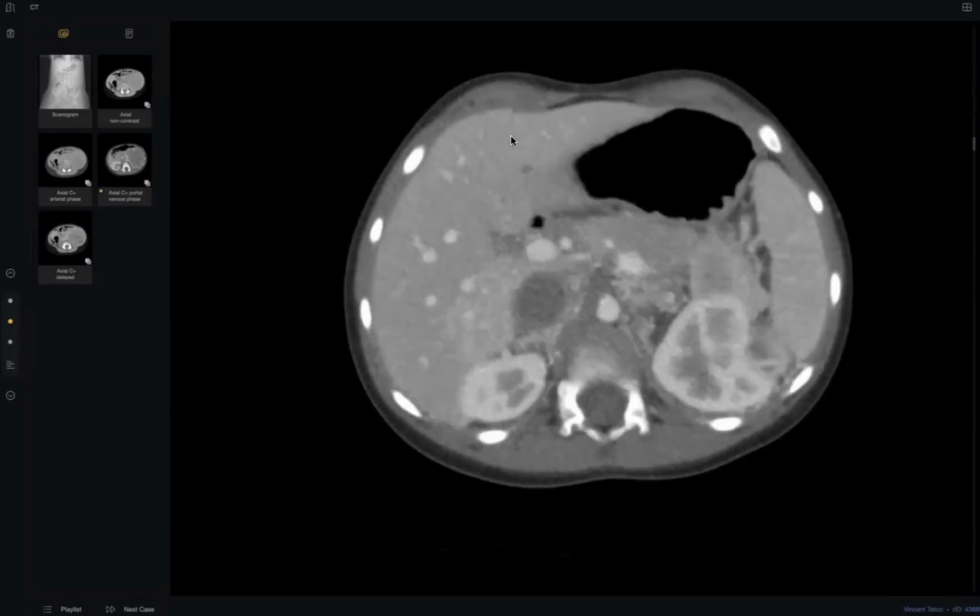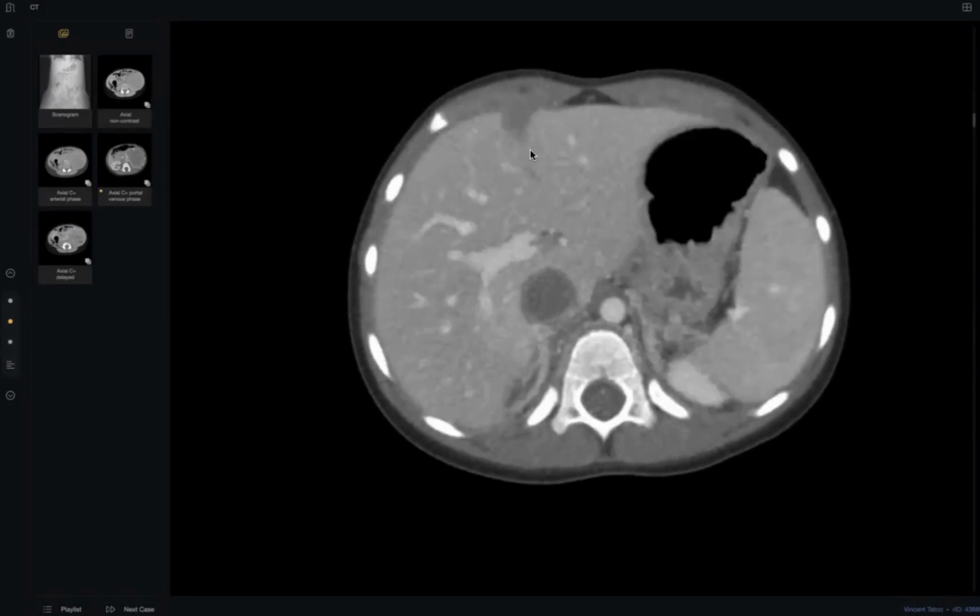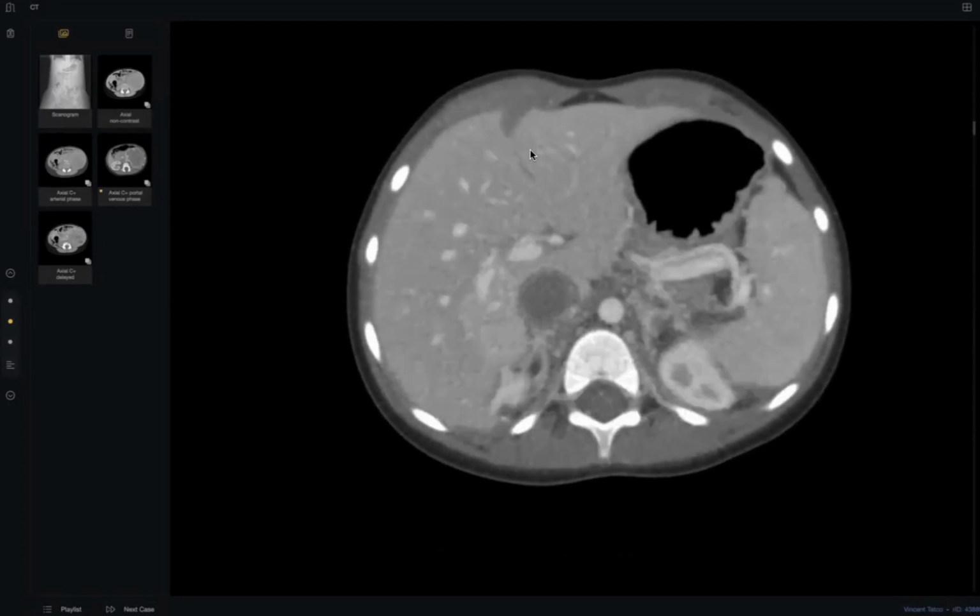Sir, around the falciform ligament I think there is some hypodensity. No, no, I think this is a normal variant. By the way, it has a specific name, but I didn't get it now. Okay, what else?